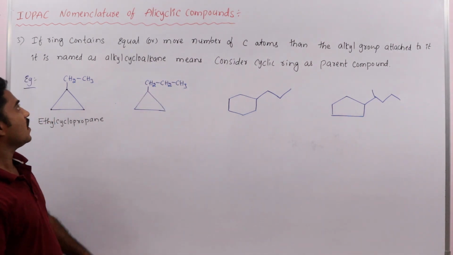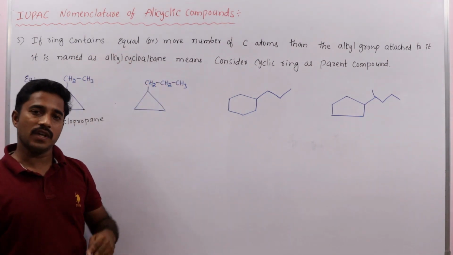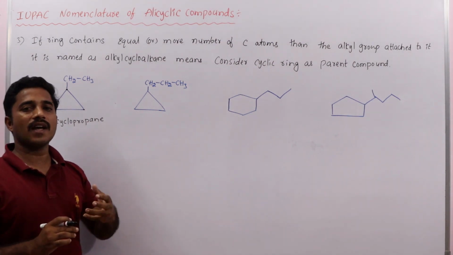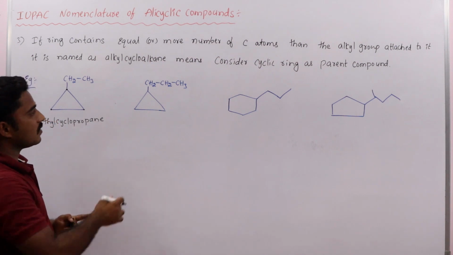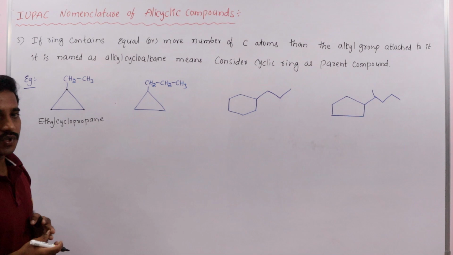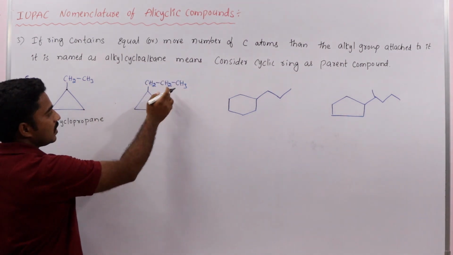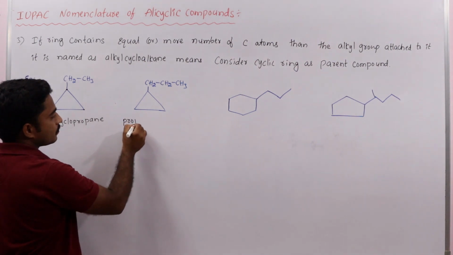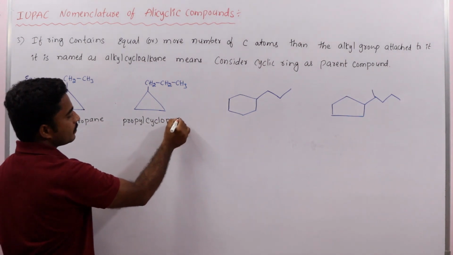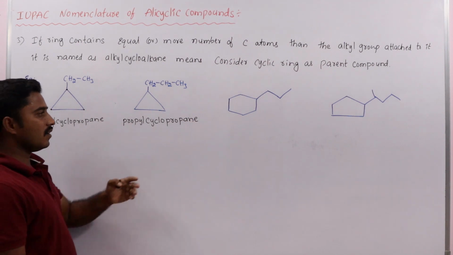In this case also, when the cyclic ring contains an equal number of carbons to the alkyl group, we still have to consider the cyclic ring as the parent compound. That means the CH2, CH2, CH3, we have to take as a substituent. So which one is the substituent here? Propyl. 3 carbons are there, 1, 2, 3. Propyl cyclopropane. Propyl cyclopropane.